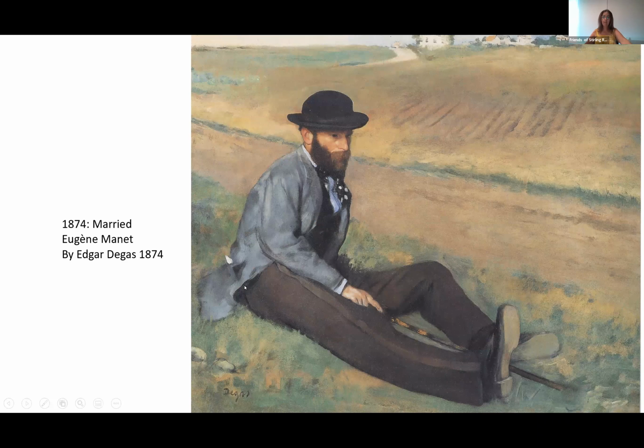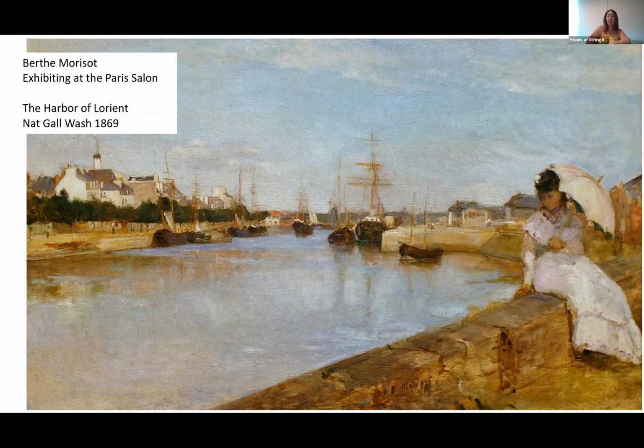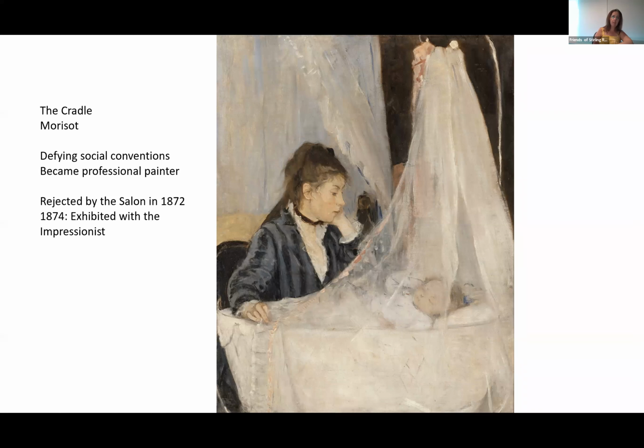Here we have a painting by Degas of Eugène Manet, and actually Luncheon on the Grass is also showing Eugène Manet sitting right there. But Berthe Morisot also was exhibiting at the Paris Salon. Many of her paintings were accepted at the Salon. And at some point she got rejected. So she's going to start showing her work with the Impressionists. She would defy any social conventions. She became a professional painter when women were not allowed to be professional painters whatsoever.